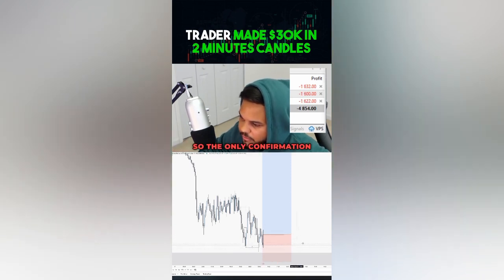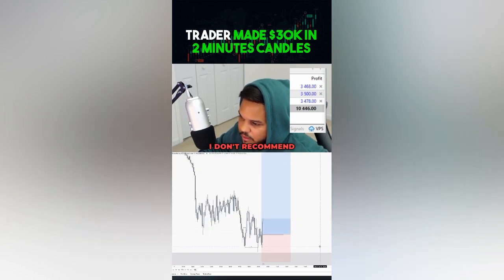The only thing that I'm waiting for right now is market breaking above here for me to have a good confirmation. That's what I'm expecting the market to do. Right now, as you guys can see, I'm already in, and let's see what happens. Okay. It's a risky trade here. I don't recommend anybody to do that. But yeah, I'm an expert on this. This is my strategy. I know what I'm doing.